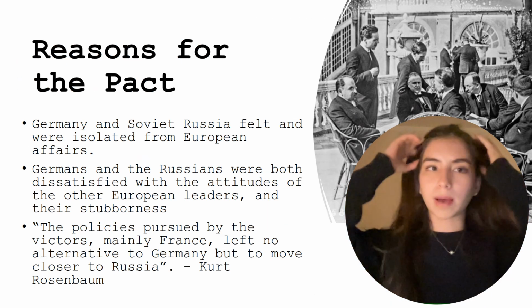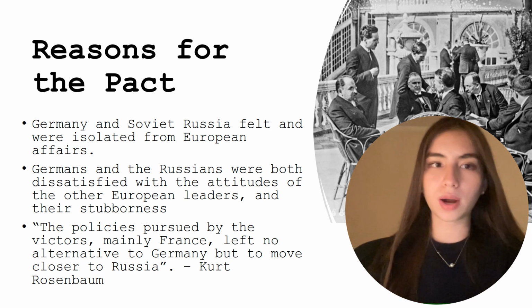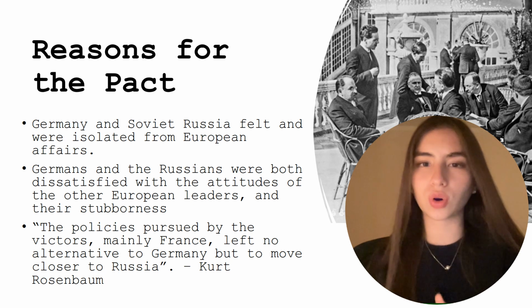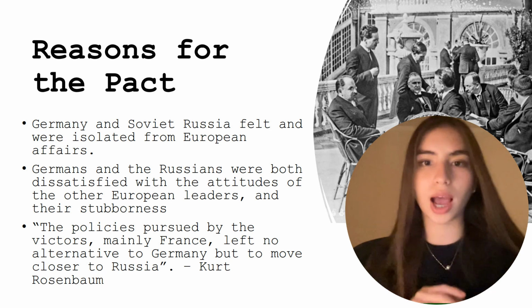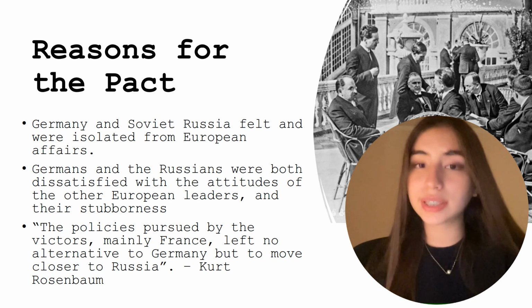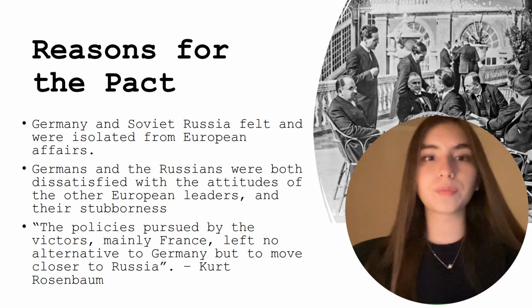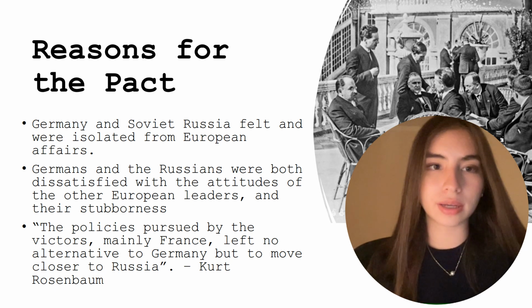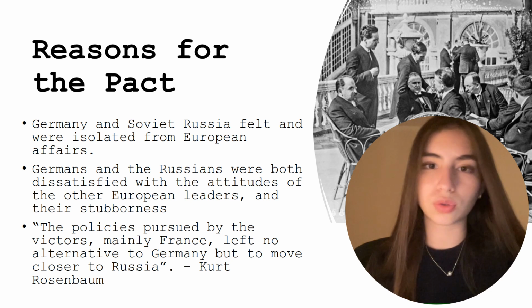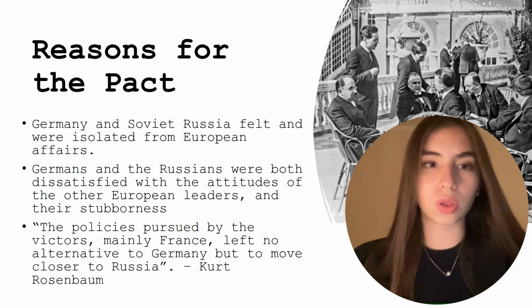So what were the reasons for the pact? So as I said before, both the Russians and the Germans were dissatisfied with the attitudes of the other European leaders and their stubbornness. The fact that they weren't willing to make any concessions. So yes, Lloyd George had invited them, even though they were pariah states, they were outcasts in European affairs. They still felt like they were not being treated fairly, and they still felt isolated from European affairs. In fact, the historian Kurt Rosenbaum said, "The policies pursued by the victors, mainly France, which again we said didn't want to give any concessions to Germany, left no alternative to Germany but to move closer to Russia."